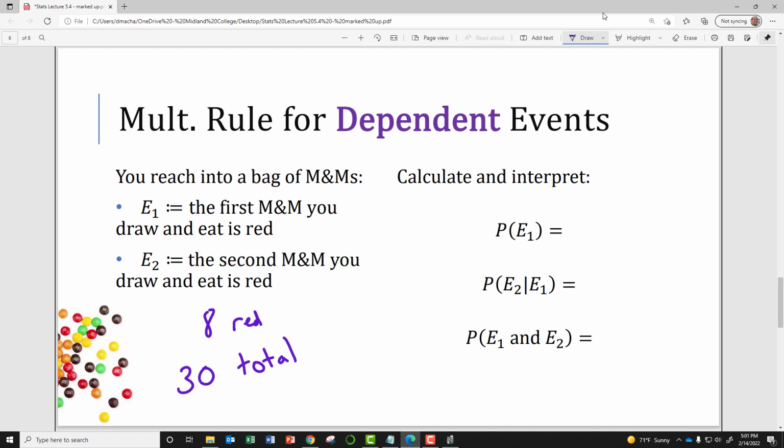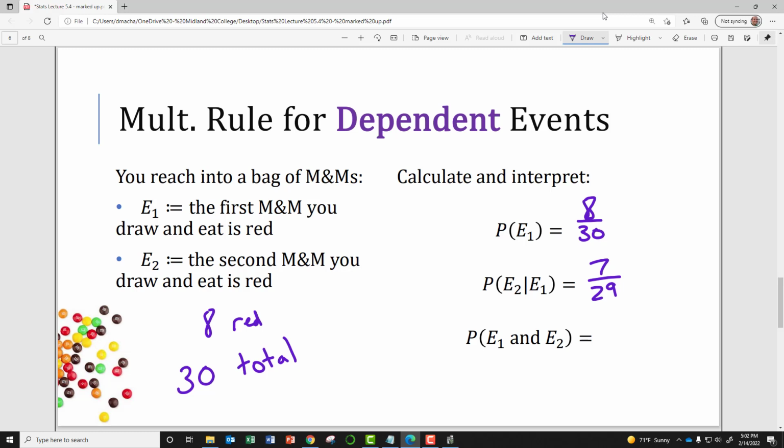So the probability that the first one that I draw and eat is red, that will be 8 out of 30 as a theoretical probability. And now the probability that the second M&M I draw and eat is red, given that I've already eaten one of them, that's going to be 7 out of 29, isn't it? Because I've removed one of the red M&Ms and I've removed one of the total M&Ms.